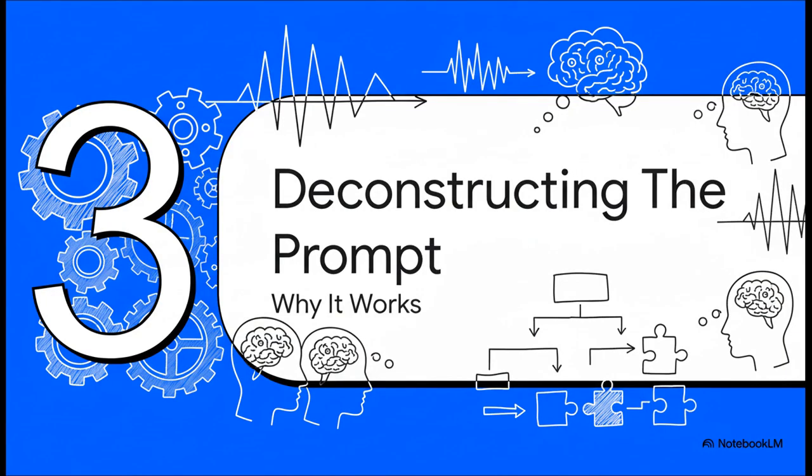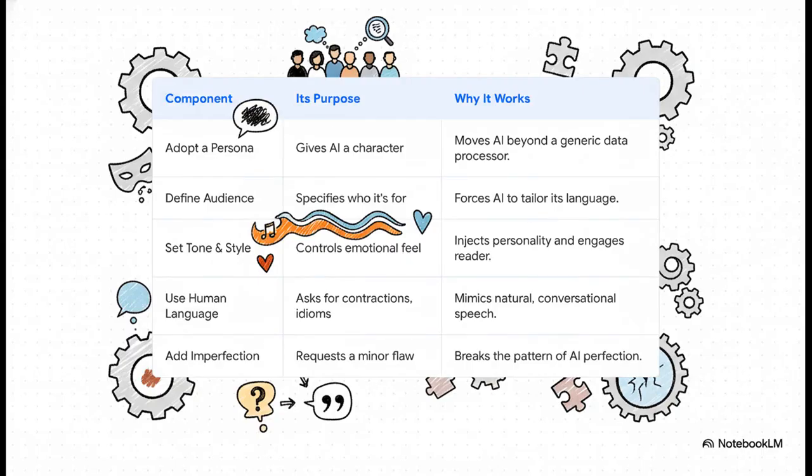Now, just knowing the steps is one thing, but to really get good at this, we need to understand why it actually works. So let's break down the psychology behind each one of these 5 components. What's so cool is how these pieces all fit together. Giving the AI a persona, like a witty copywriter, yanks it out of its default, I'm just an information machine mode. Defining the audience forces it to think, okay, who am I trying to connect with? Setting the tone injects that emotion. And asking for human language patterns, like using contractions or rhetorical questions, is basically a direct command to break those stuffy formal writing rules. And that last part, adding imperfection, that's the secret sauce.